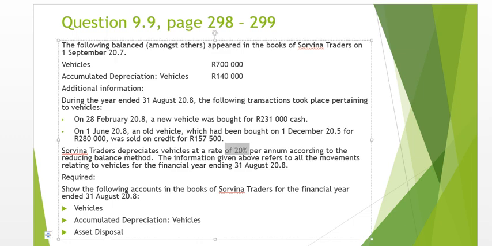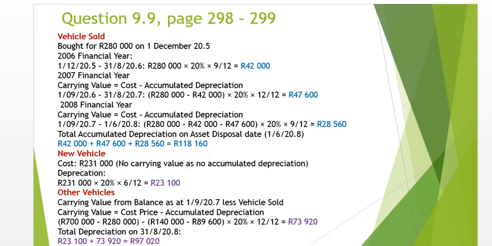Of 20%. So if you look at the vehicles, for the period the 1st of December 2005 up until the 31st of August, the end of our 2006 financial year, our cost price is 280,000 Rand at a rate of 20% for 9 out of 12 months. So our depreciation will then be 42,000 Rand during the 2006 financial year.